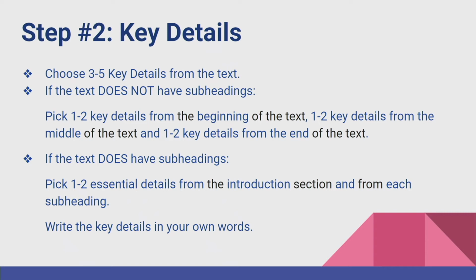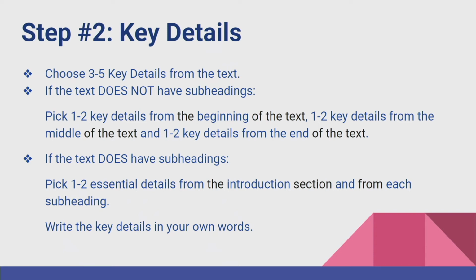Once you have decided on what information is most important and you have found your information for your 3-part sentence, you will want to be sure that you also highlight the key ideas or details from the text that support the central idea. So you will want to choose at least 3 to 5 key details from the text.